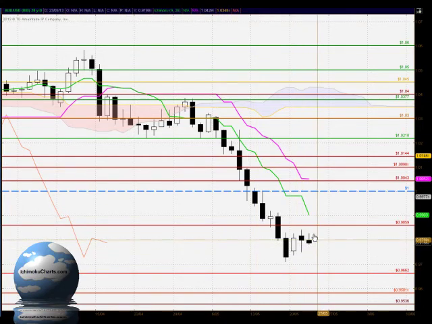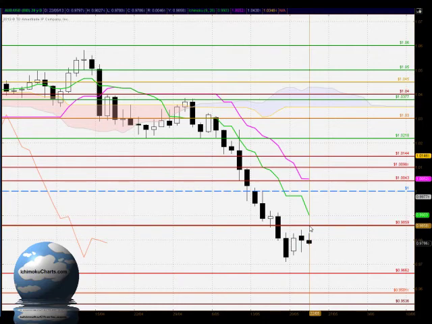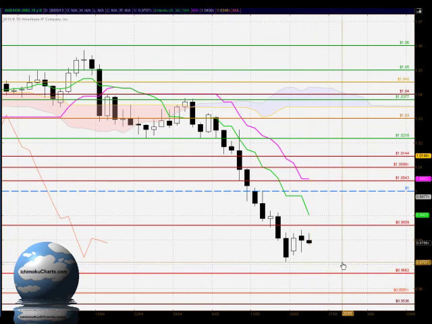So a likely scenario is that if this market does rally, there is potential for us to find resistance around the 98.59 level once again. But a likely scenario is for the market to sell off. What's the low of the current candle? If we do trade down through, there's potential for us to trade down to this previous low around 97, and then solid potential for us to trade down to the 96.62 level over the next few days.